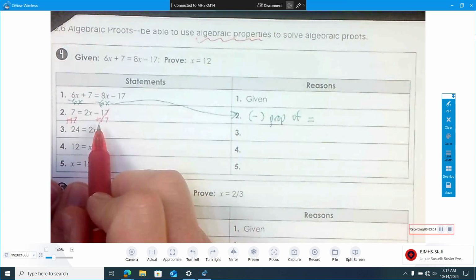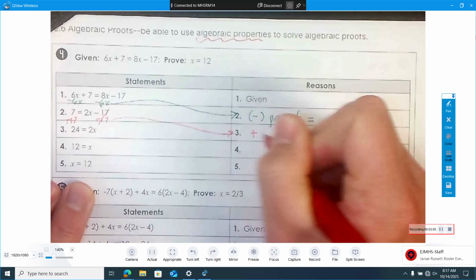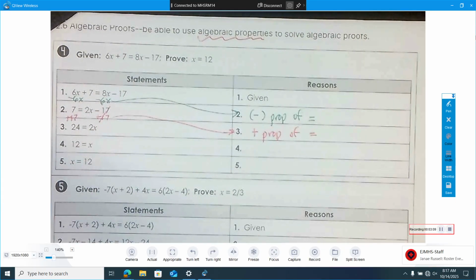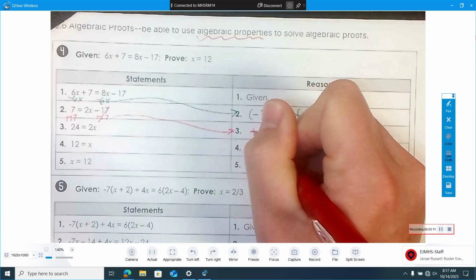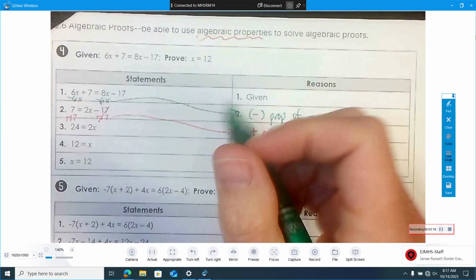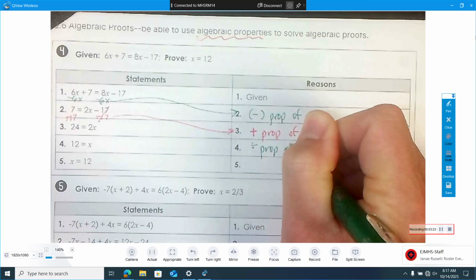All right. So what reason? Addition property of equality. Addition property of equality. All right. Now, how do we go from step 3 to 4? Divided by 2. Division property of equality.